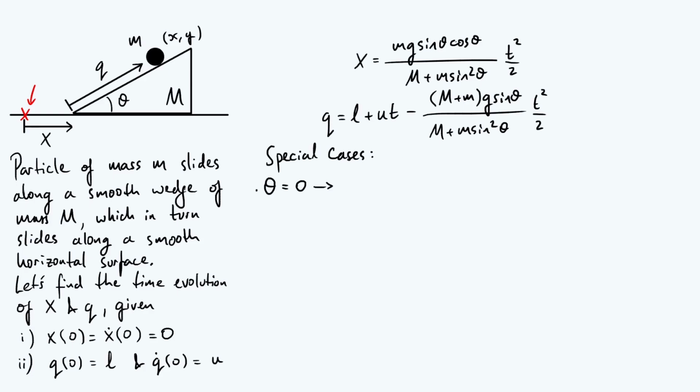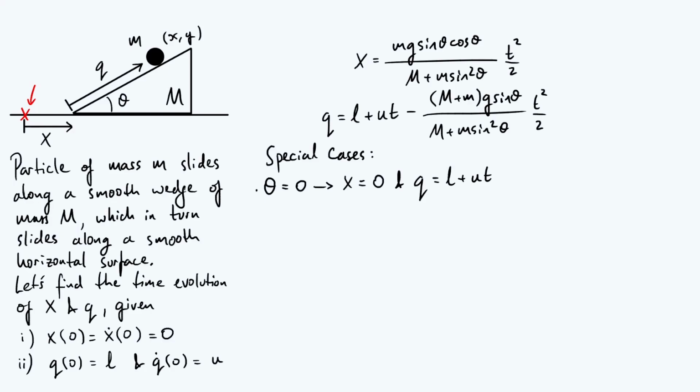Well, when theta is 0, this sine theta factor forces x to always be 0 for all time, right? So x is just identically equal to 0. And this sine theta term in q forces the quadratic term to disappear and means that q is just equal to L plus ut. So what's the physical meaning of this?